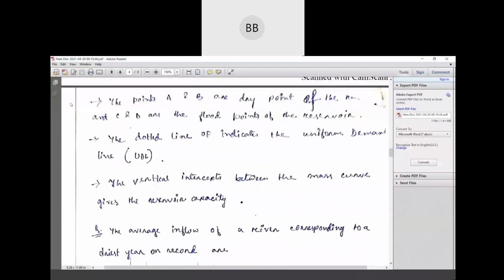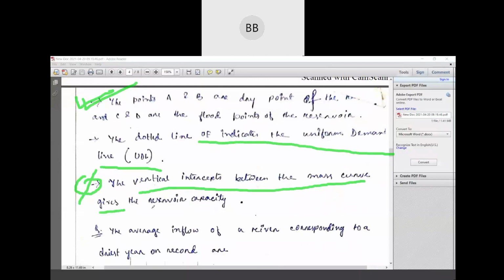You can write down the next point. Points A and B are dry points of the reservoir, and C and D are the flood points of the reservoir. Then the dotted line OE indicates the uniform demand line. Then the last point: the vertical intercepts between the mass curve give the reservoir capacity.